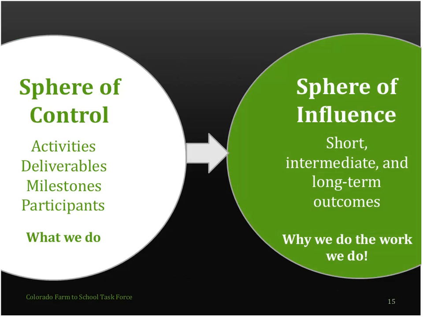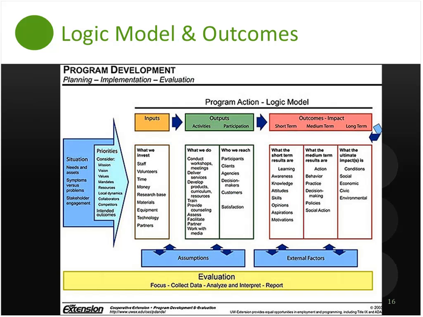That work falls under the sphere of influence. And within the sphere of influence, the outcomes that can be categorized are short, intermediate, and long-term. These are the changes in learning, action, and systems, and capture the why we do the work that we do. We also introduced you to a logic model to help you better articulate the activities of your program and the outcomes expected from those activities.